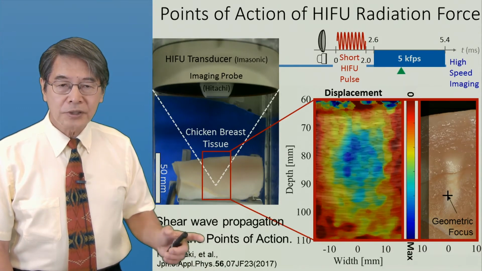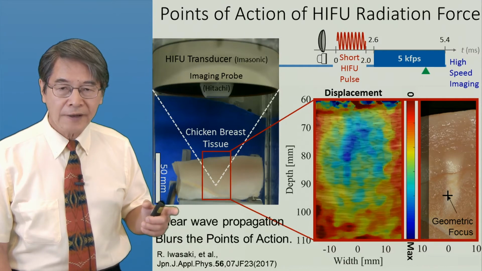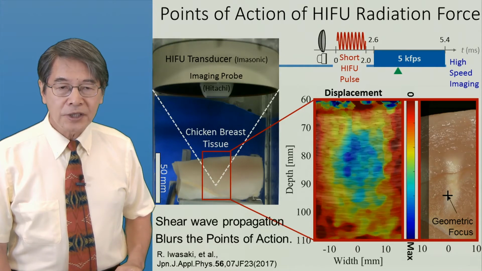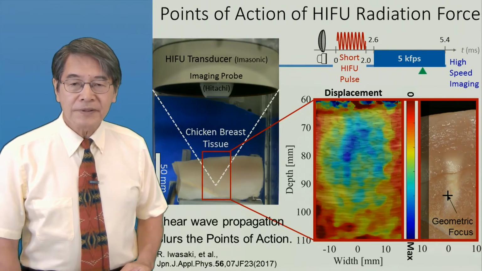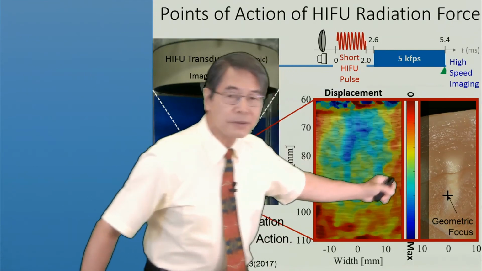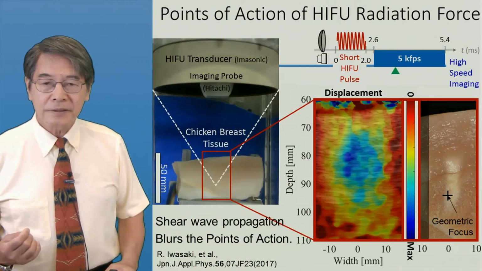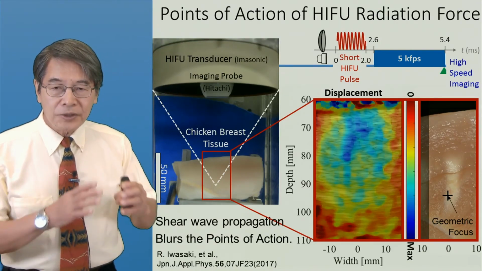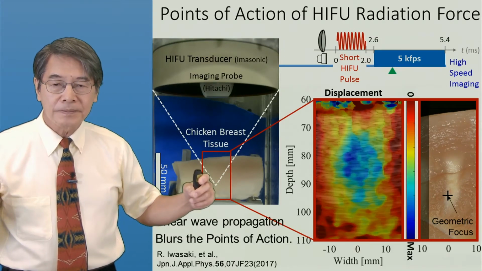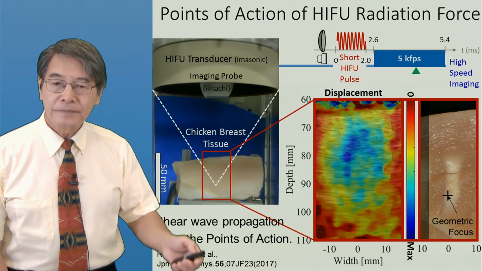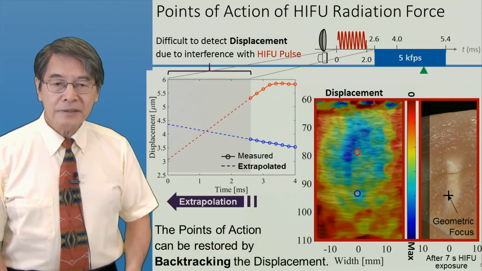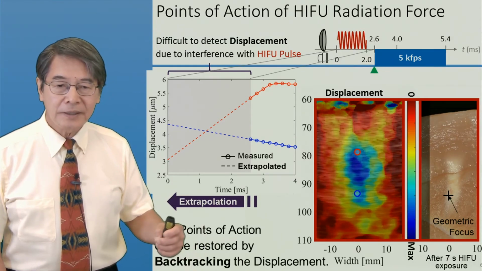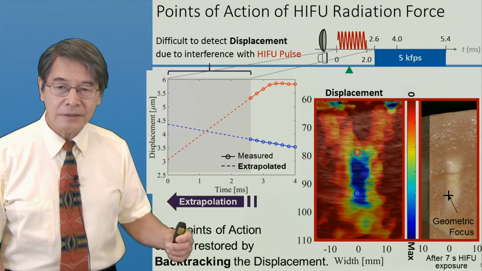This shows the tissue displacement induced by a short HIFU pulse for 2 milliseconds at the same intensity that the tissue was coagulated by a 7-second exposure, as shown here. The points of action of the HIFU radiation force are hard to see because the shear wave propagation blurs them. However, points of action of the HIFU radiation force can be restored by backtracking the displacement, as you see here.